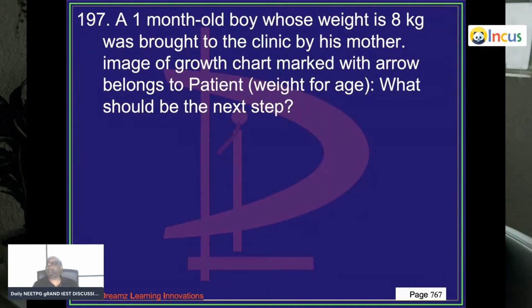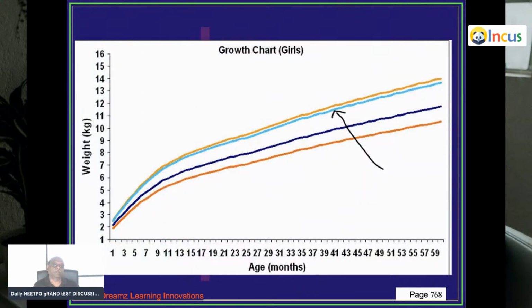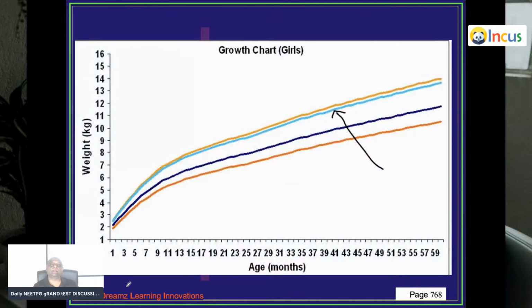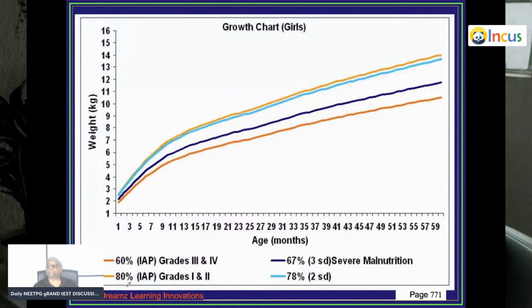A 1-month-old boy, weight is 8 kg. This is the growth chart. Based on the growth chart, one question will come on the growth chart tomorrow also. How do you grade the malnutrition? Vinisha, what is your answer? Moderately malnourished. So severe means 67%, 3 standard deviation. 78% is 2 standard deviation.